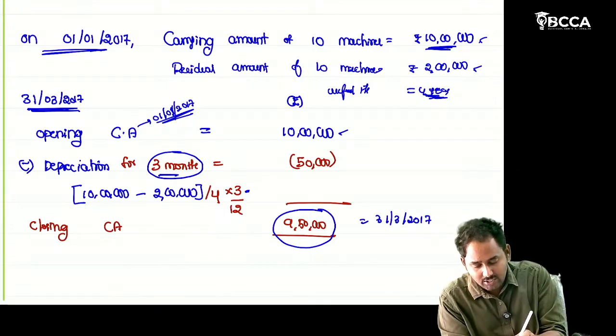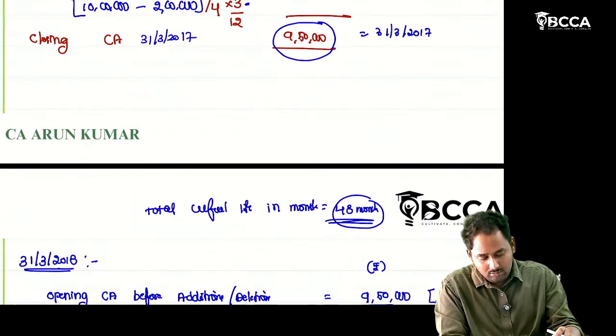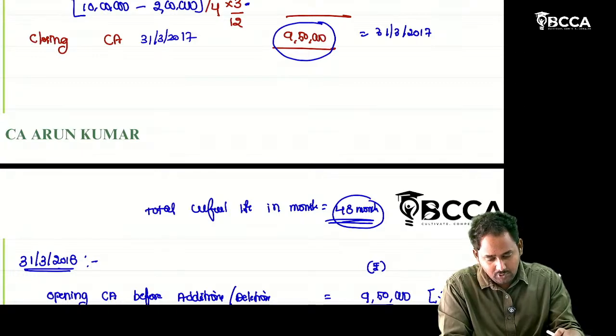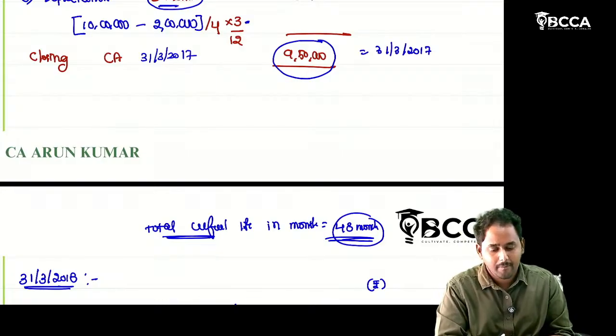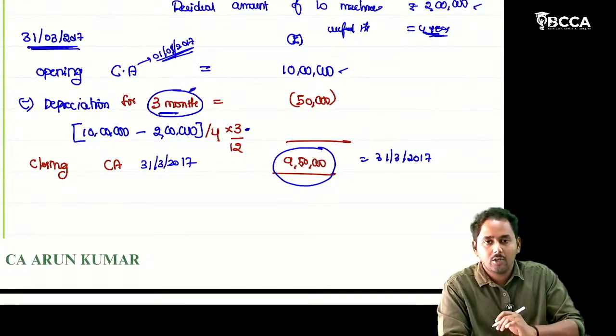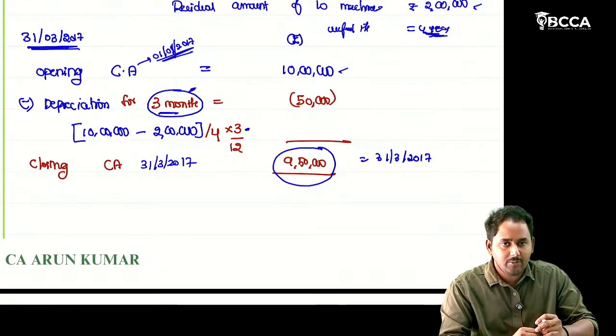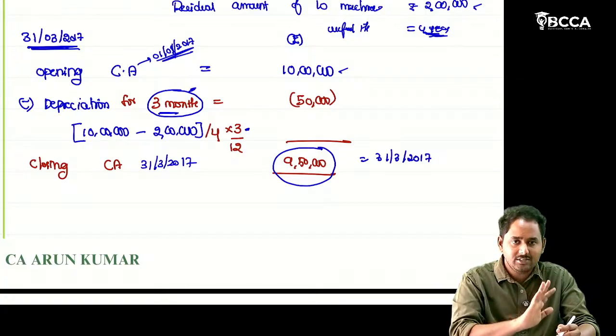Then what is the closing carrying amount as on 31st/3/2017? 9,50,000. Then what is the total useful life? Because here I am providing the depreciation for 3 months, right? So every time while providing the depreciation, what am I observing? Expected useful life. The original useful life is 4 years. Out of 4 years, if I provided depreciation for 1 year, then remaining is 3.